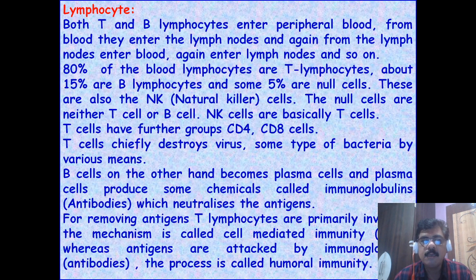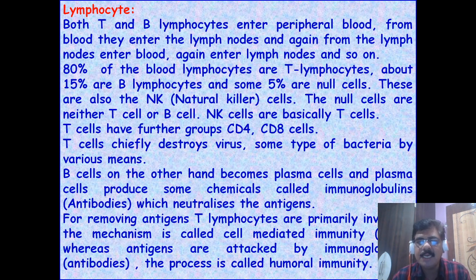Then the last element from the WBC, that is the lymphocytes. Both T and B lymphocytes enter the peripheral blood. From blood they enter the lymph nodes, and from lymph nodes again enter the blood, and again enter the lymph node. 80% of the blood lymphocytes are T lymphocytes, about 15% are B lymphocytes, and 5% are called null cells, or natural killer cells, NK cells. The null cells are neither T cells nor B cells.